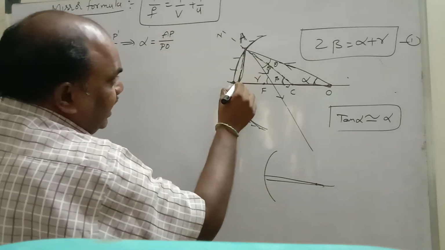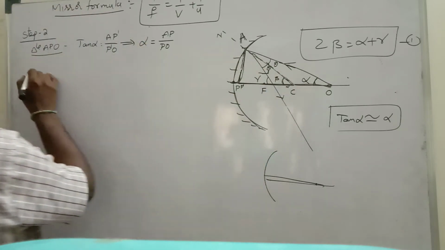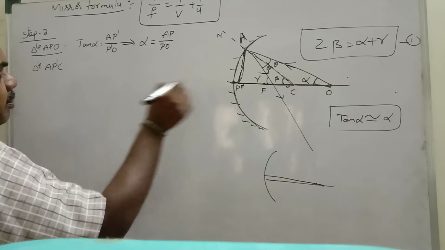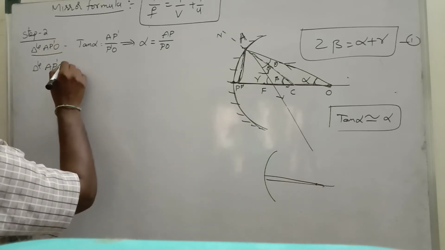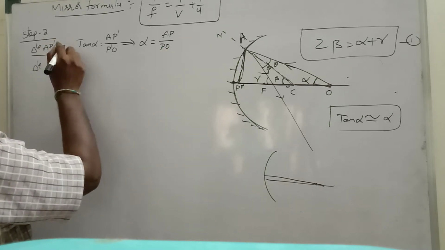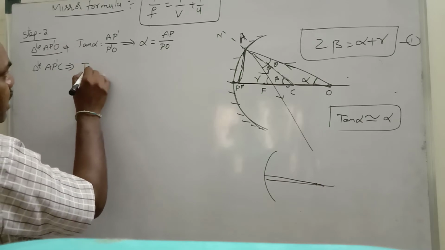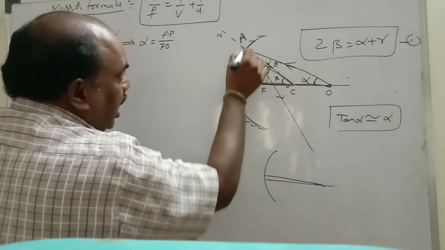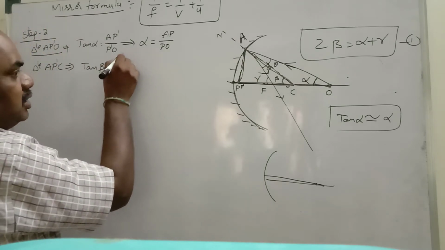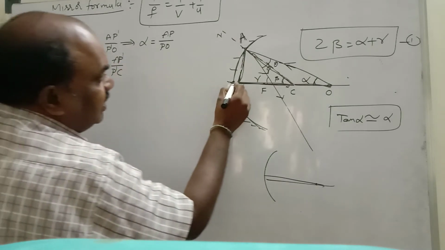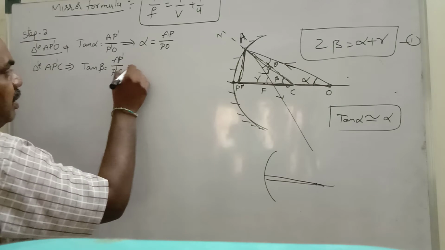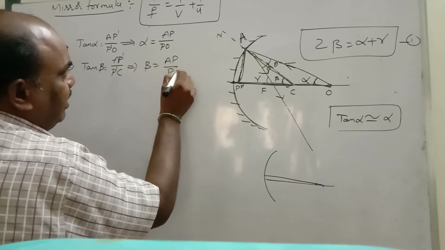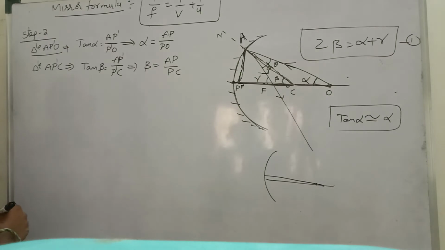Similarly, take the second triangle AP'C. From triangle AP'C, here also AP'C, no problem. From this, tell me what is tan beta? Tan beta is equal to, from this triangle, opposite side AP' by P'C. Since beta is paraxial, beta is equal to AP by PC. Beta value also I got.